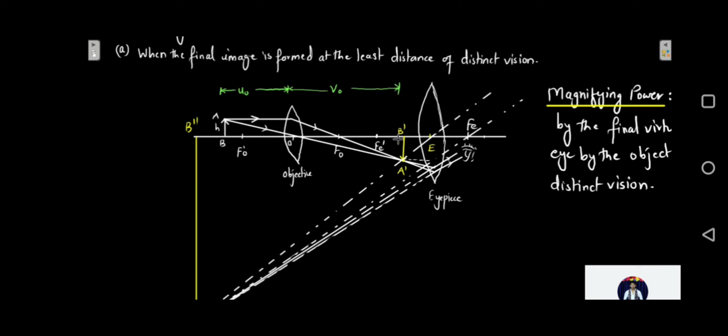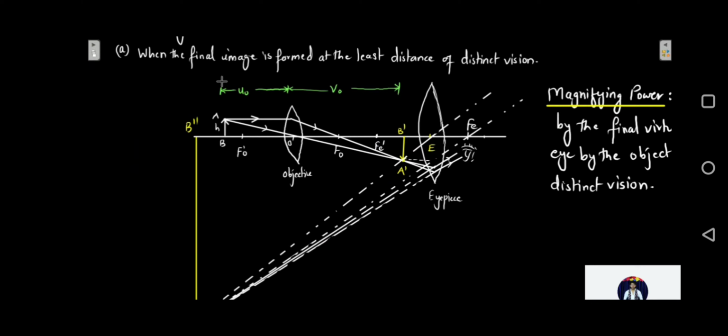Since A dash B dash falls within the focal length of the eyepiece and the focal length is very small, we can say that this image A dash B dash is formed very close to the eyepiece. So we consider that A dash B dash lies very close to the eyepiece, and this distance v0, that is the image distance, is the same as the distance between the two lenses. That is the assumption we are going to make in the further steps.